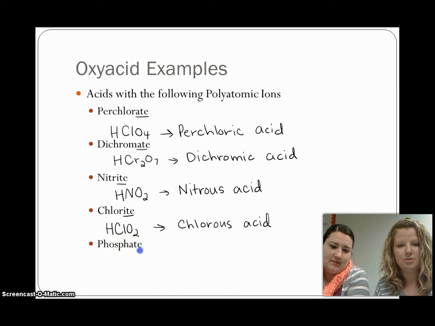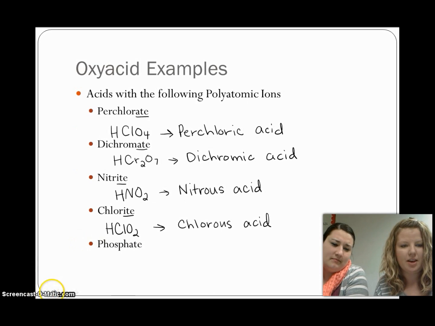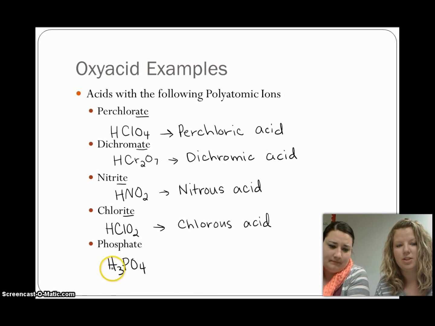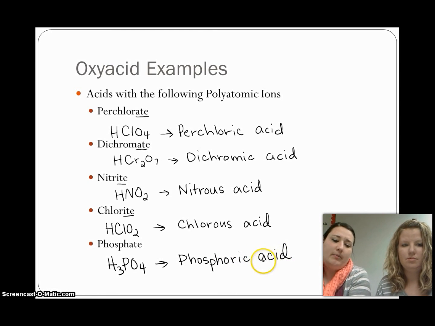Phosphate. We have a different charge, which is good. It's PO4, and it's a -3 charge. That means we're going to need 3 hydrogens. So it's H3PO4. And this one is going to be phosphor, and then we have the ATE, so it has to be the ic ending for phosphoric acid.